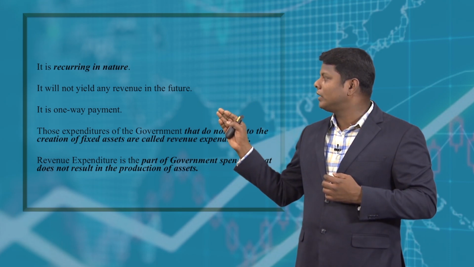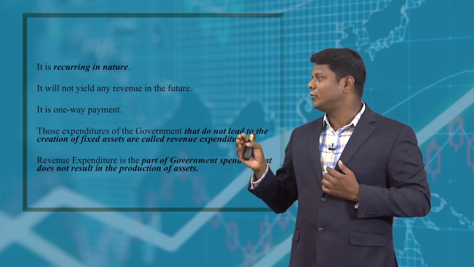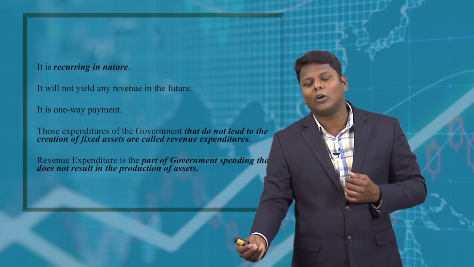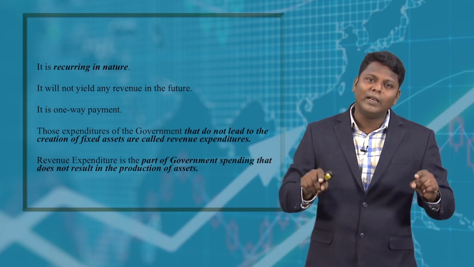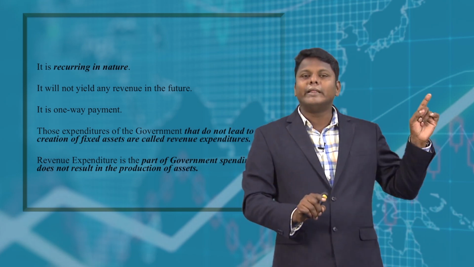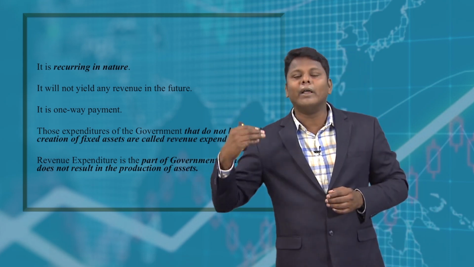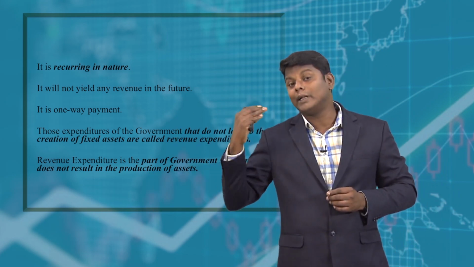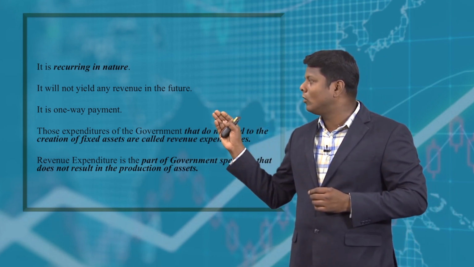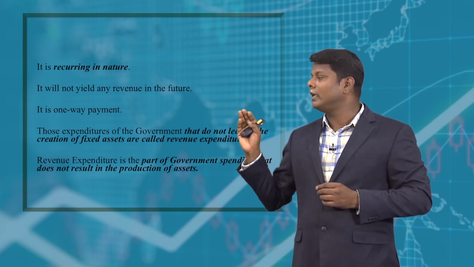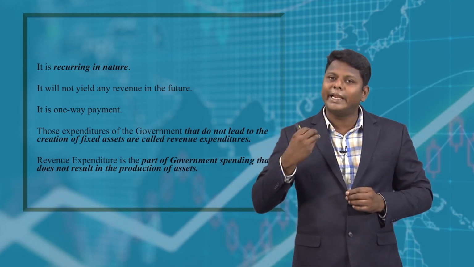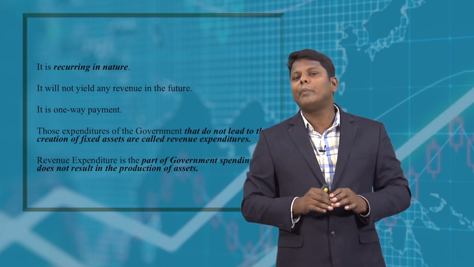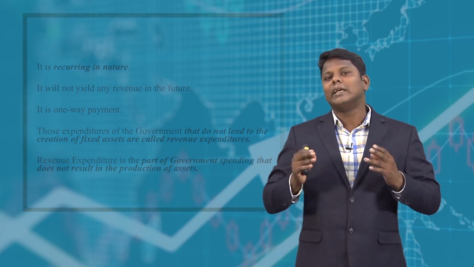Those expenditures of the government that do not lead to the creation of fixed assets are called revenue expenditure. So, these expenditures spent for the day-to-day business of the government are called revenue expenditure. This will not create any assets. If an asset is being created, then this comes under capital expenditure. For example, spending money on infrastructure development, or on setting up new enterprises, comes under capital expenditure. Revenue expenditure is the part of government spending that does not result in the production of an asset. It is purely expenditure through which government will not be able to make any profit or create any asset.